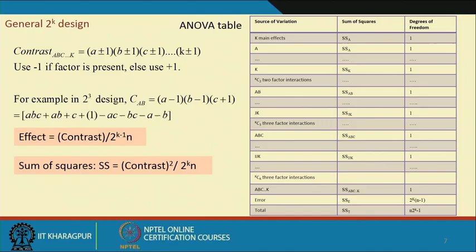The general ANOVA table will be like this: all sources of variation, main effects, interaction effects, and their sum of squares. The degrees of freedom will always be 1, because there are two levels for each factor. So for A, B, C, AB, BC, all of them will have only 1 degree of freedom.